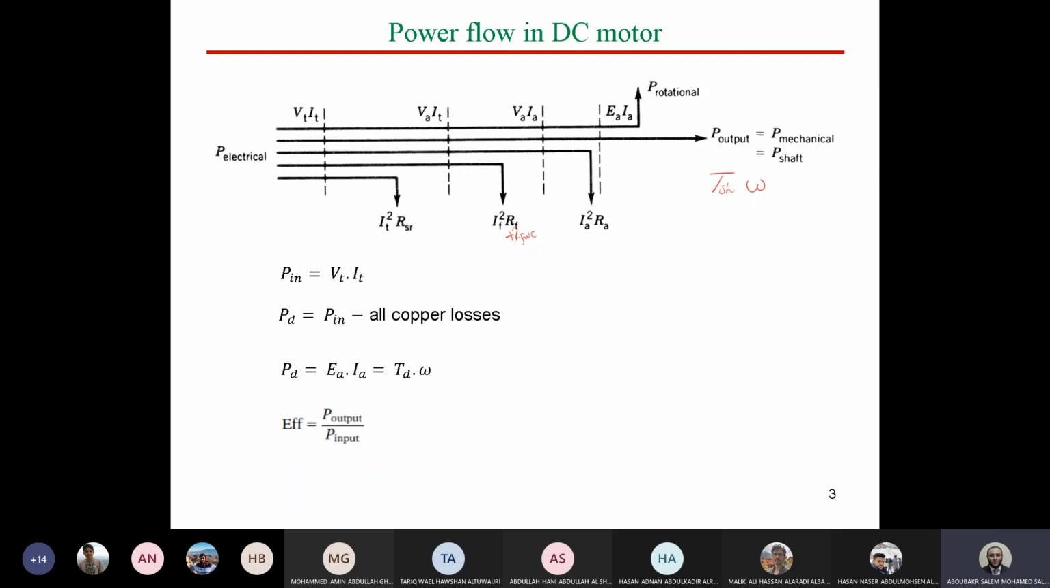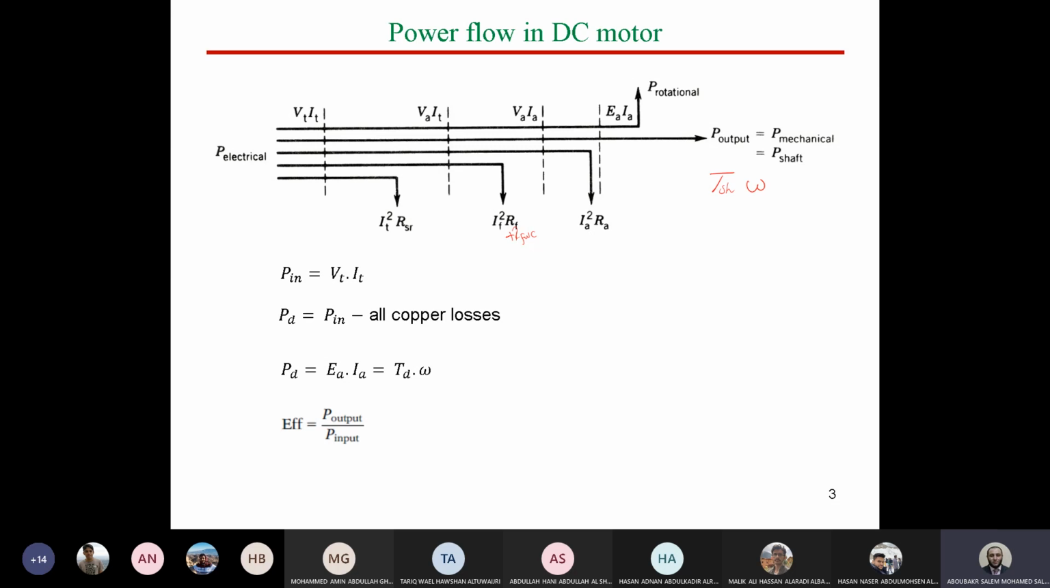Compensating winding and interpole, okay, which are used to compensate the effect of armature reaction. So we can consider that armature reaction for a DC motor is effective because it will reduce the amount of flux, and in order to compensate that, we need to make the compensating windings and interpoles.